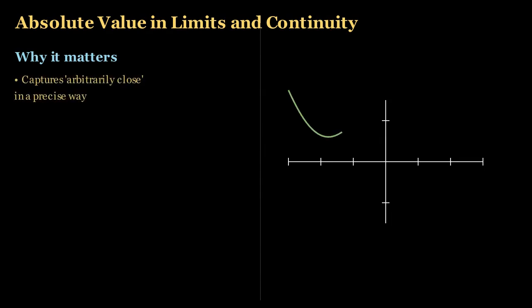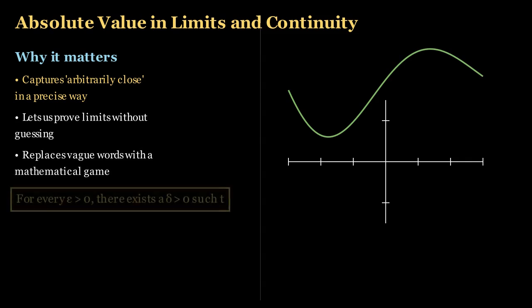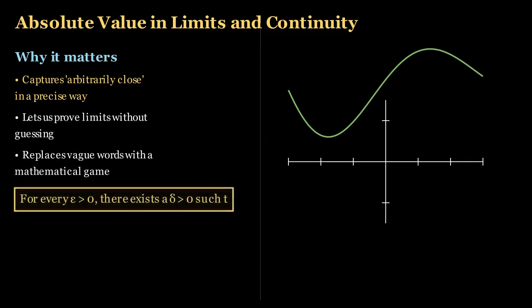To prove a limit rigorously, we need a precise game. The epsilon delta definition says, for any tiny vertical tolerance epsilon you give me around L, I can find a horizontal neighborhood of radius delta around A, so that every x in that neighborhood, except possibly A itself, has its f of x value within epsilon of L. The absolute value inequality, the absolute value of x minus A less than delta, is the tool that defines that horizontal neighborhood. It turns a fuzzy idea into a solid, checkable condition, which is essential for building all of calculus on a firm foundation. Now let's see how absolute value behaves in limits and continuity.